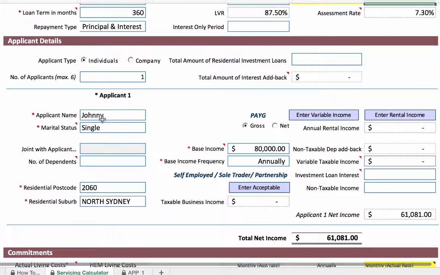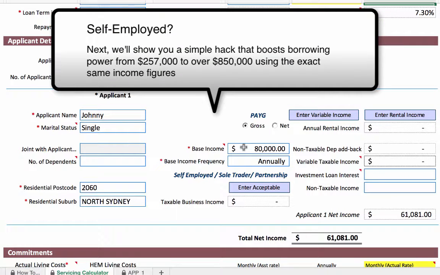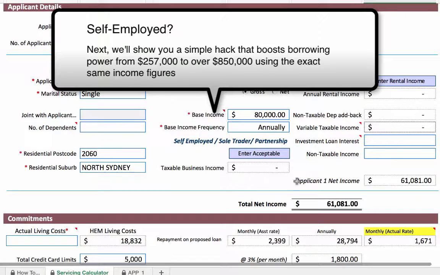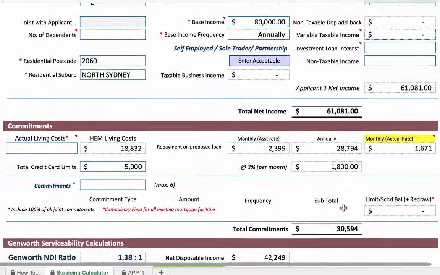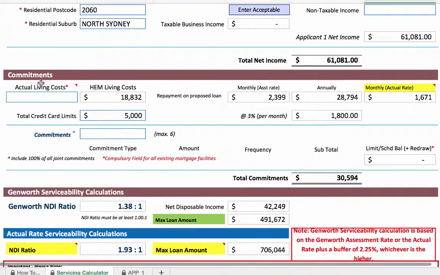We've got an applicant here, Johnny. He's single, he's got no dependents, and he lives in North Sydney. He's on 80,000 gross per year, and that's a net income of 61,081. The calculator works out how much tax Johnny has to pay. His net income is 61,081. Then we move down to commitments.